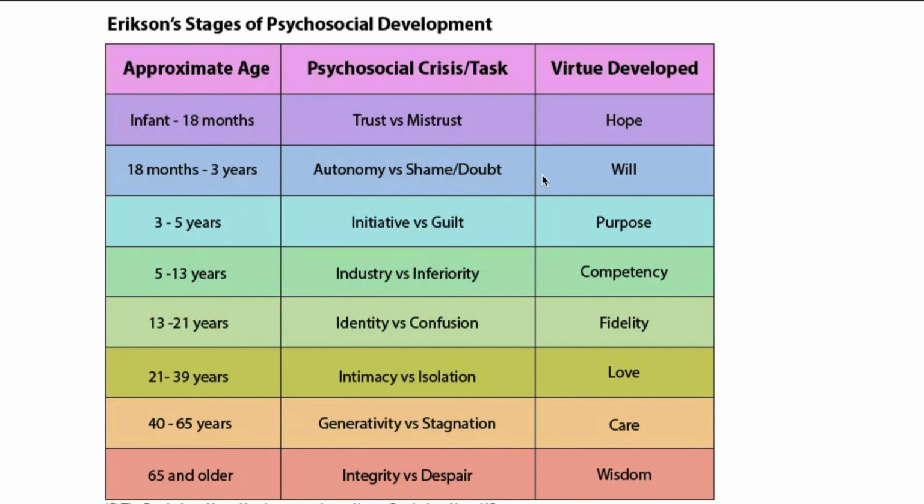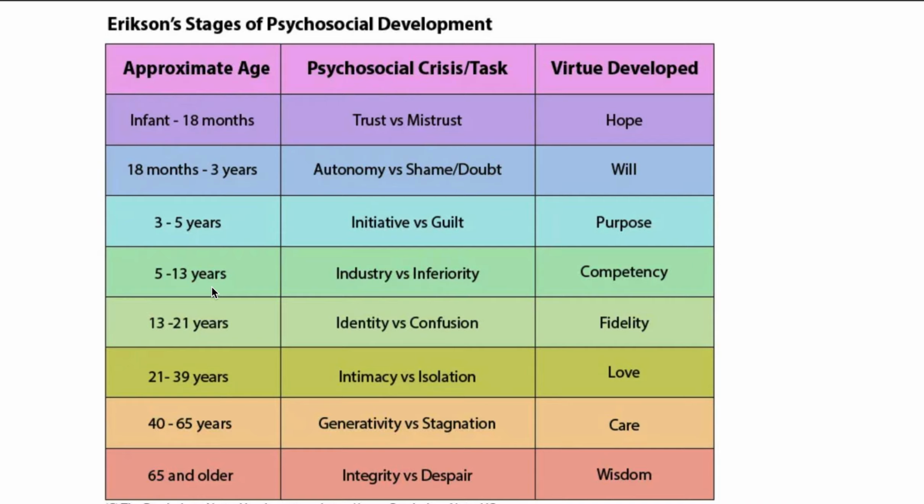In this stage they develop will. After that, 3 to 5 years, initiative versus guilt. If they take an initiative and you give them positive feedback, then they feel proud. And if they initiate anything and you give them negative feedback, then they feel guilty about that. So the virtue developed is purpose.